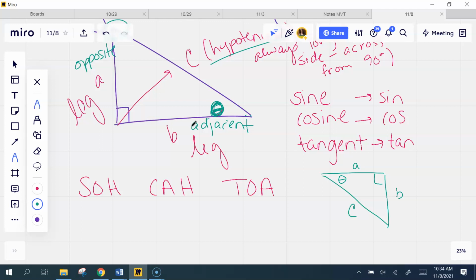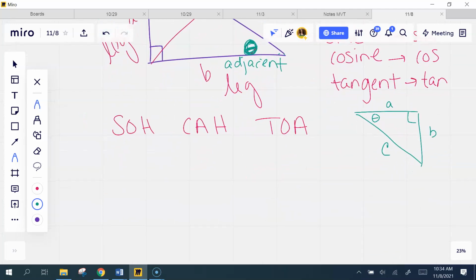So these trig functions allow us to make ratios out of the side lengths of the triangle. And here's where our little acronym comes in. The sine of any angle theta in a right triangle is equal to the ratio of the opposite side divided by the, what do you think? Hypotenuse. That's why we get OH. Sine is opposite over hypotenuse.